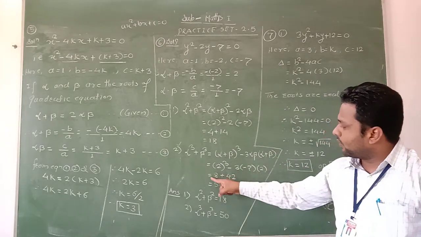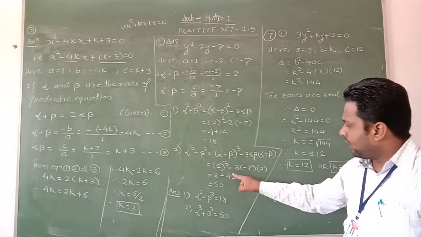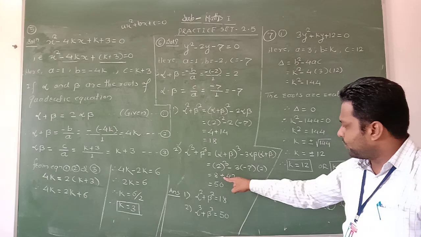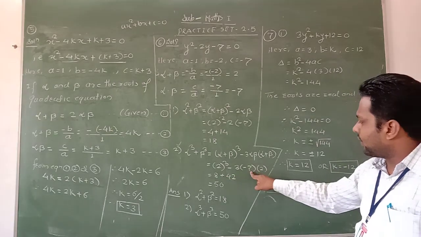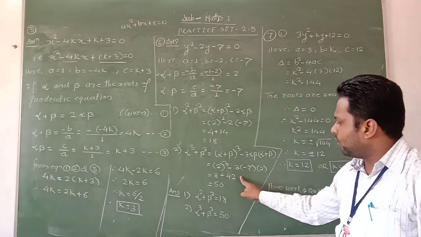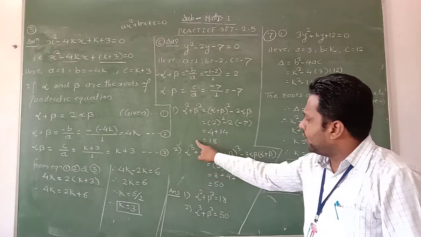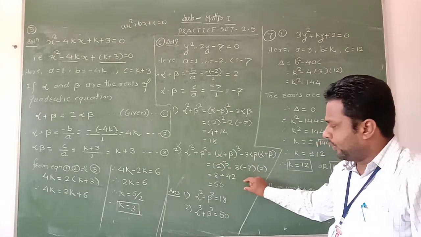This is equal to 2 cube. The value of 2 cube is equal to 8. Now negative negative, the product is positive here. 3 sevens are 21, 21 twos are 42. Here we get 8 plus 42, which is equal to 50. Therefore the value of alpha cube plus beta cube is equal to 50.